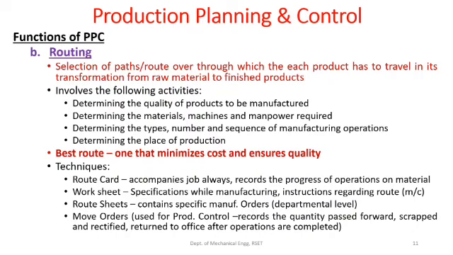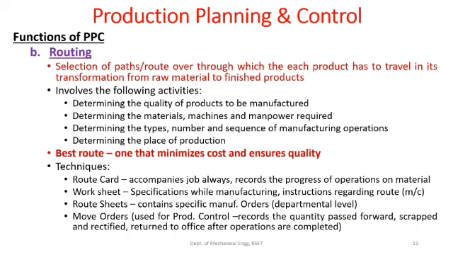The second technique is called the use of worksheets. Worksheets contain specifications for manufacturing and instructions regarding the route, that is, the machines that need to be used. For example, they might contain the final specifications required: the size, the shape, the finish, etc. So the specifications for manufacturing a particular component are specified on the worksheet.